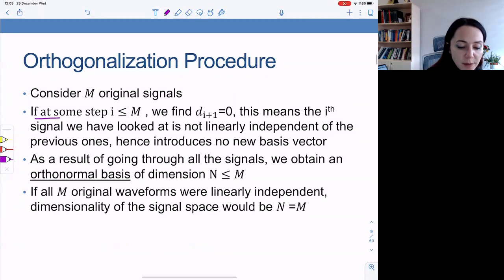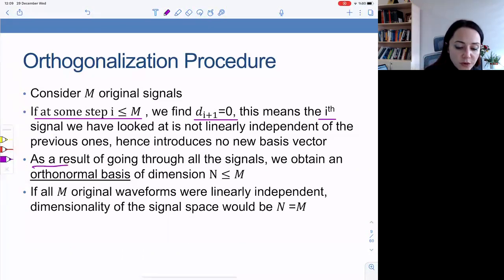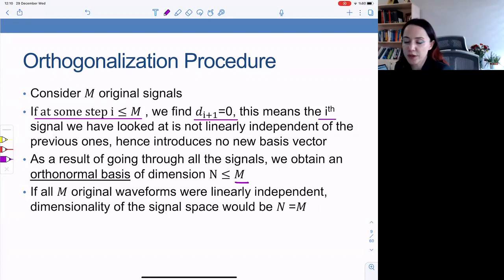Now, if at some step before or at m you find that the difference is 0, this means that the signal you're looking at is not linearly independent of the previous ones. Hence, it introduces no basis vector. So as a result of going through all the signals, we obtain an orthonormal basis. Why orthonormal? Clearly they're orthogonal by construction, and they're normalized by construction because we're dividing by the square root of the energy. So we obtain an orthonormal basis of dimension at most m. If all the signals are linearly independent, the dimensionality of the resulting signal space would be m. Any questions here?